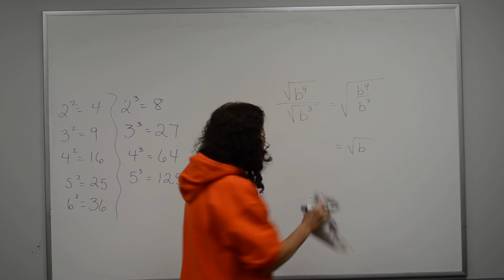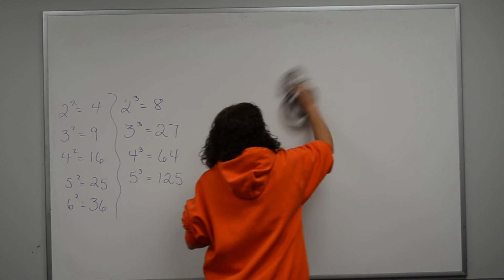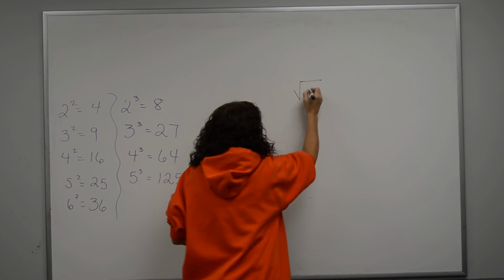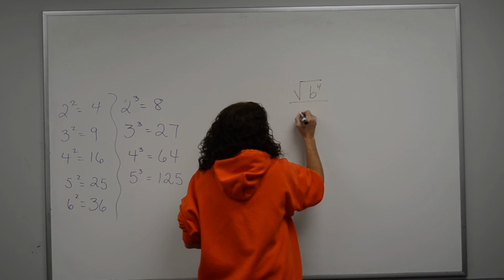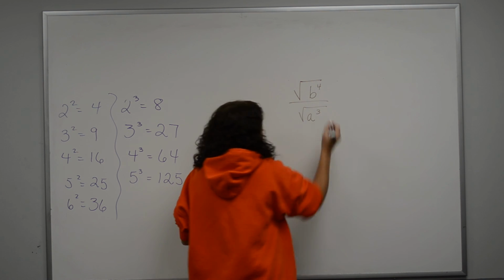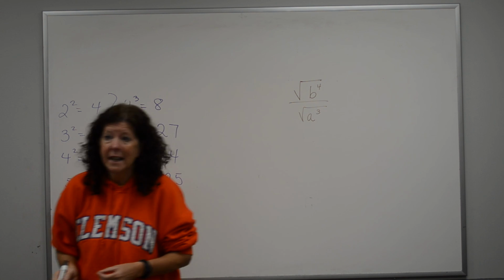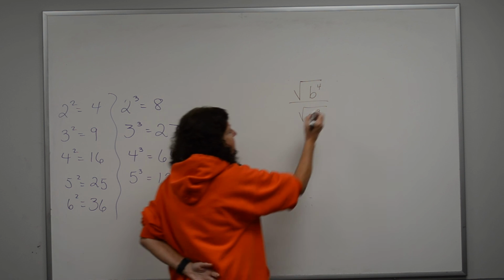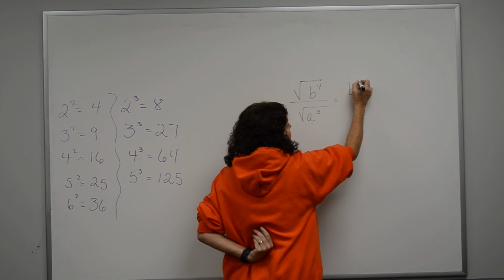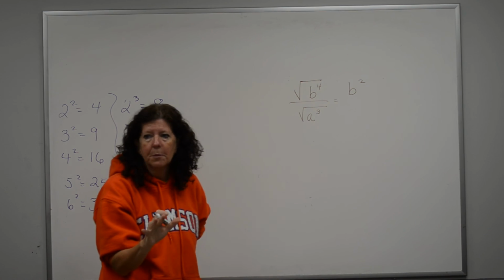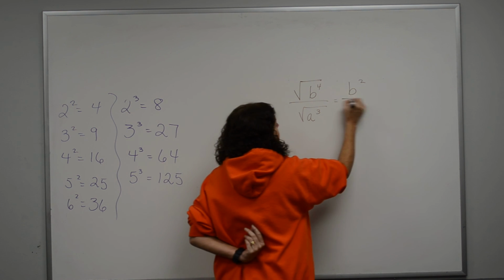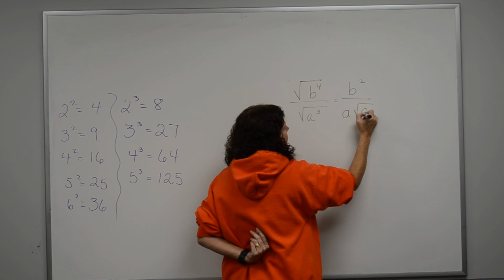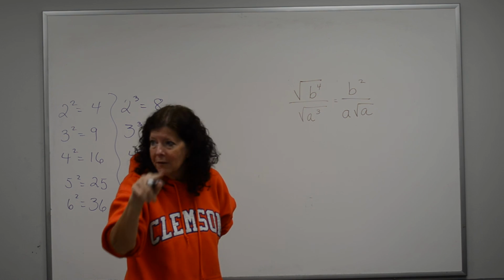Okay. What, however, if I had this? Whole different ballgame, because I can't reduce it first. So what do I get on the top? B squared. B squared, and I don't have a square root on the top anymore. Okay, what about on the bottom? A squared, it's under square root. A. Okay, it's a on the square root of a.